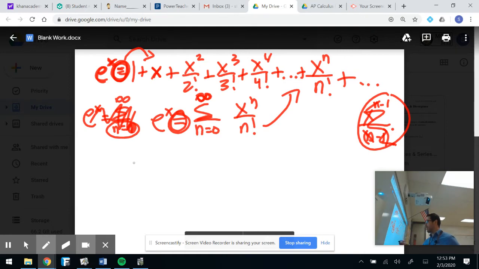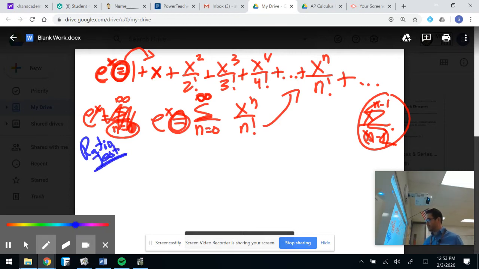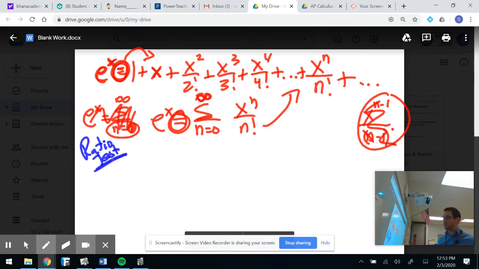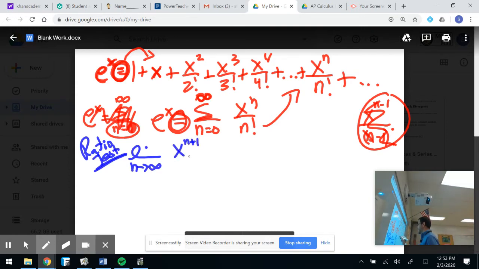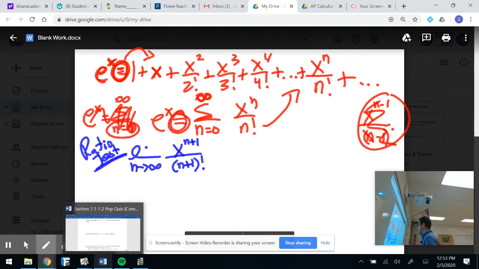To figure that out, we are always going to go to the ratio test. That's why I needed us all so good at 9-1. So let's do the ratio test. How do I do it for this? It is simply the limit as n approaches infinity of the n plus first term, a sub n plus 1, over the a sub n term.